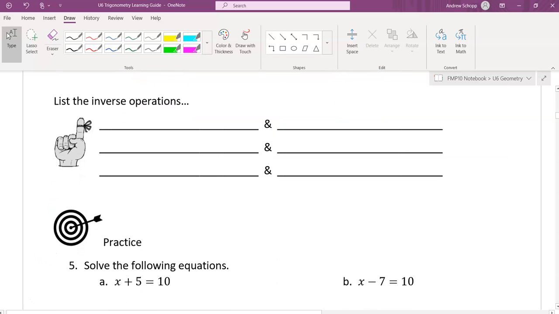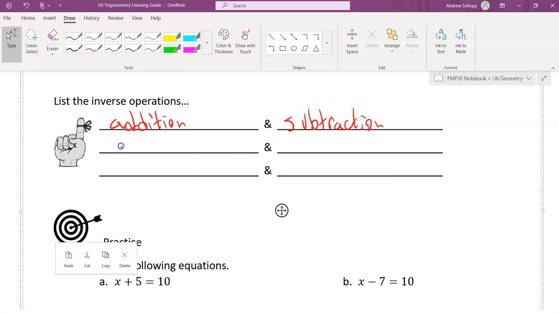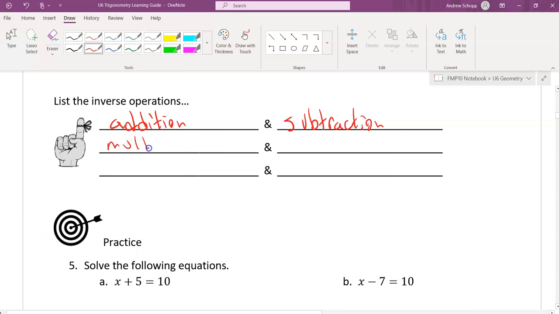Let's list the inverse operations. So we have addition, and its inverse is subtraction. We have multiplication, and its inverse is division. And just for purposes of this unit, we have squaring. And the opposite of that would be square rooting.